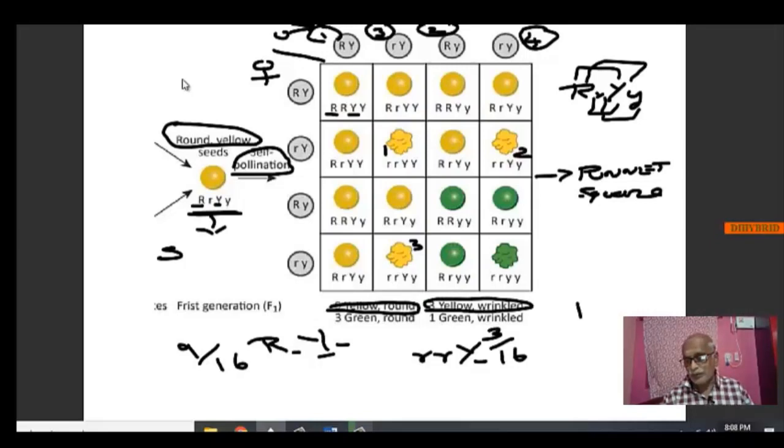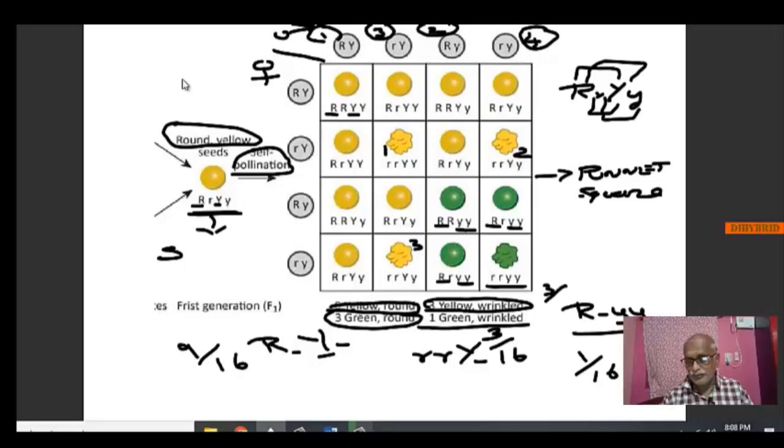At least one capital R, irrespective of the other, and 2 small y will give green round. So see here, at least one capital R and both are small y. It will produce green color and round shape. So we have 3 green and round. When all are recessive, that is the recessive parent, we get 1 green wrinkled. So out of 16, 1 will be green and wrinkled.